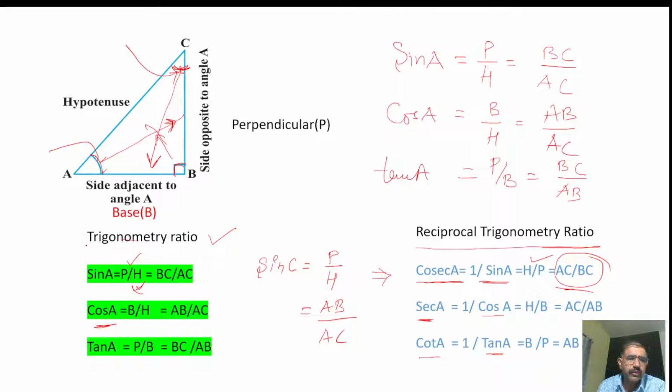We have to keep in mind that while we are changing the reference angle, the trigonometric ratios will change according to that. The values will be different for each angle, and similarly we have to find the reciprocals also.